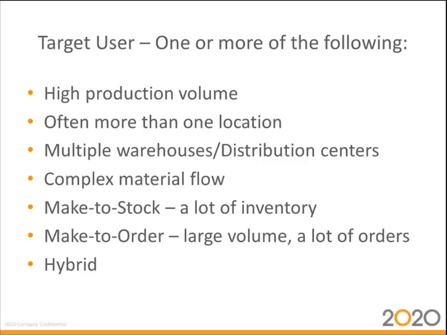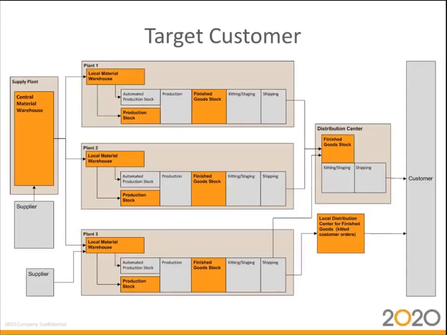The target user base for this feature, again, it is an add-on, is someone who has one or more of the following conditions: either a very high production volume, maybe more than one location with material moving back and forth between them, multiple warehouses or distribution centers, maybe a complex material flow across multiple warehouses or multiple locations. Maybe your focus is make to stock, with a high volume of inventory, and you're assemble to order or ship to order, or if you've got a very large volume of make to order, or a hybrid of those scenarios. So something more or less along the lines of something like this, where I've got maybe a central material warehouse from a supply plant supplying multiple manufacturing locations who have their own internal warehouses. One or more of those factories might feed a distribution center.